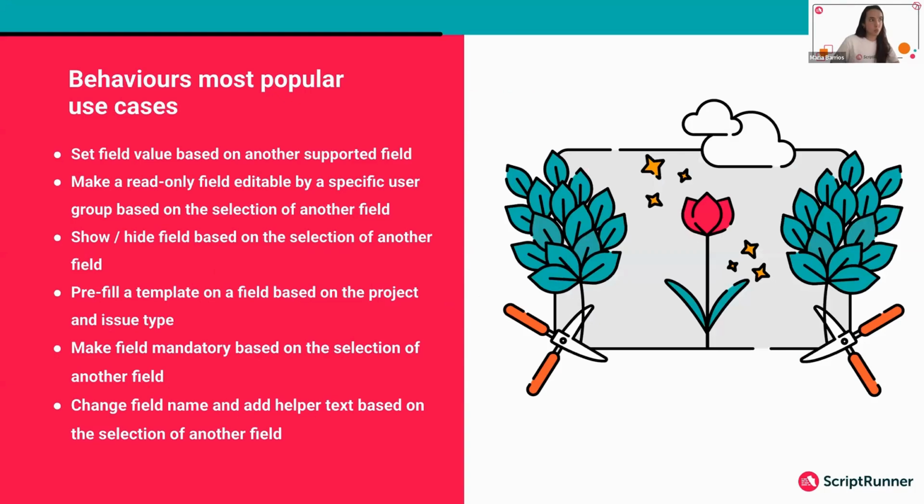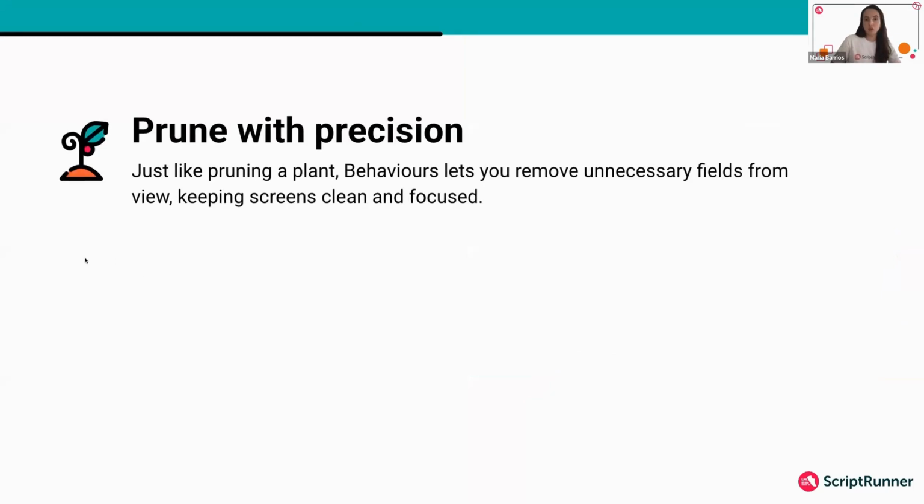Here are some of the most popular use cases in behaviors. You can really use it to do anything from making fields editable by a specific user, but read only for everyone else. You can also rely on it to prefill a template on a description field based on issue type or project. You can make fields mandatory based on the selection of another field, and many others you can see here.